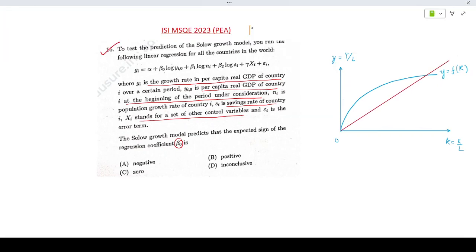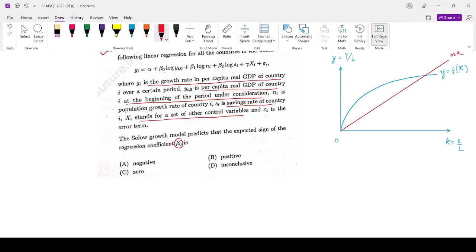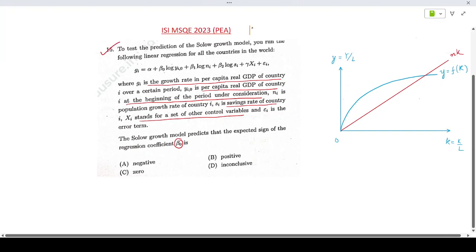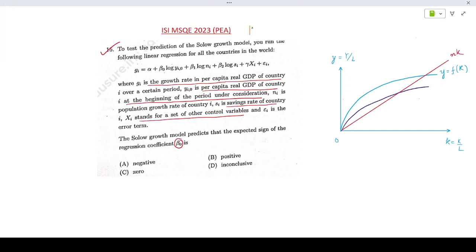So this is my nk line. The savings function is considered to be a proportion of the production function. So this is my s times y, and this is where we get our steady state, which is k star. If you push that up to the production function, you get y star, the steady state level of per capita output.